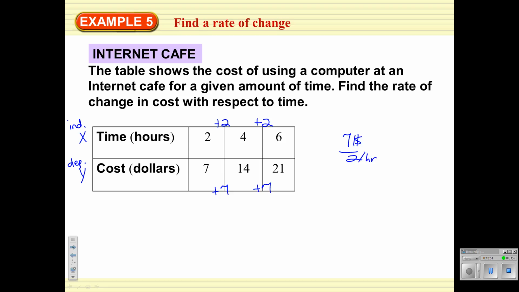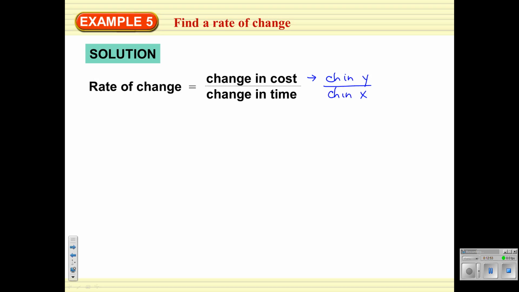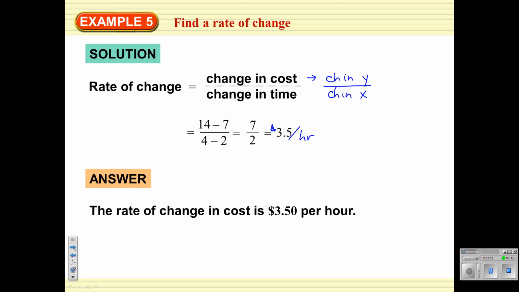Okay? So let's look at that. Let's see what they show. So 14 minus 7, they do the subtraction. They take 2 of the points and they do the subtraction. I just like seeing the rate of change. And 14 minus 7 is 7. 4 minus 2 is 2. They still get 7 over 2, or $3.50 per hour. Okay? $7 for 2 hours, or $3.50 per hour. That's how much it costs to use the internet.